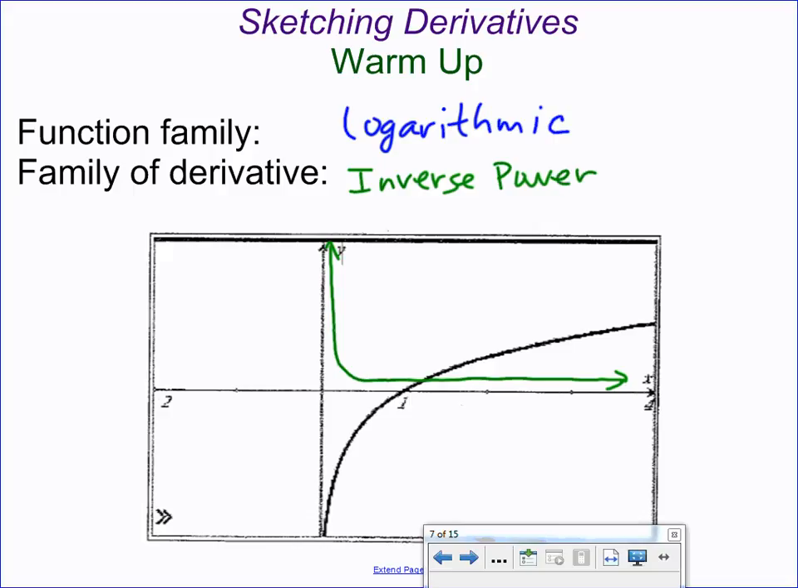And remember, inverse power could look like k over x to the n, right? For a hyperbola, in general, it could just be 1 over x. If we're looking at our basic parent function for the hyperbola, 1 over x. And then we need to transform it back.